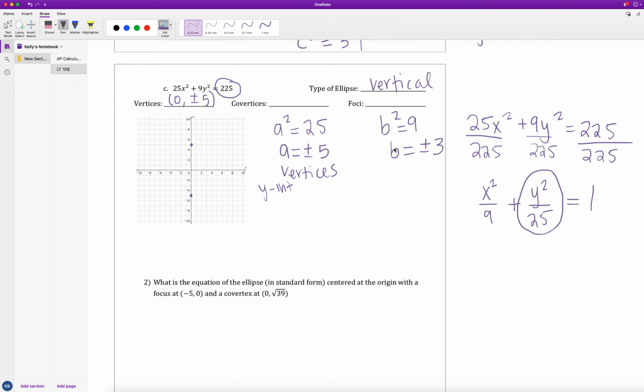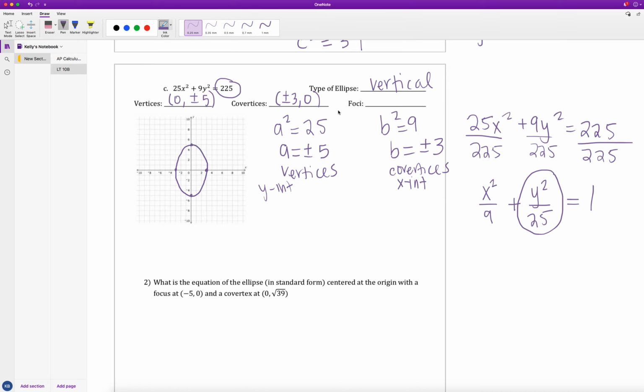The next thing that I have on here is my b value, my co-vertices. And because these are always on the opposite axis, these must be x-intercepts. So my co-vertices then will be at plus or minus 3, comma, 0. So I'm at 3, 0 and negative 3, 0. Again, this is enough to get the shape of my ellipse. So if I start up here, this guy is curving down, coming all the way down and back around.